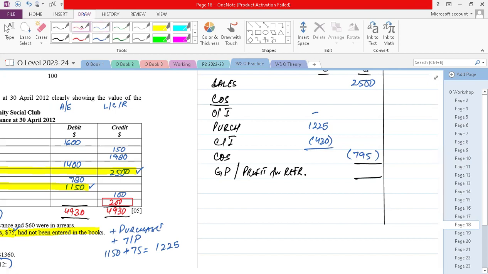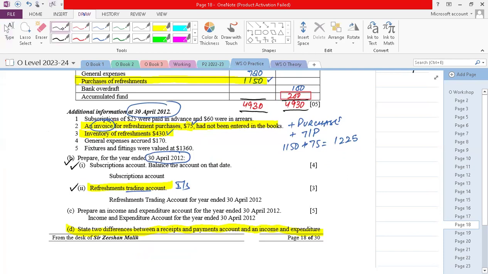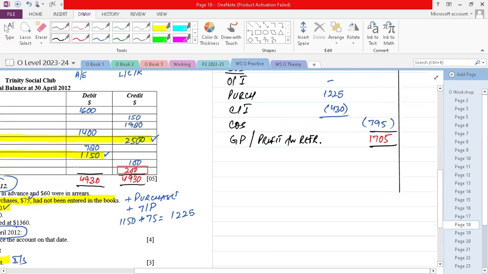Now the profit. Subtract it directly and get the profit quickly. 1,705. Thank you. Now the next requirement, requirement C, they ask us for the income and expenditure account.